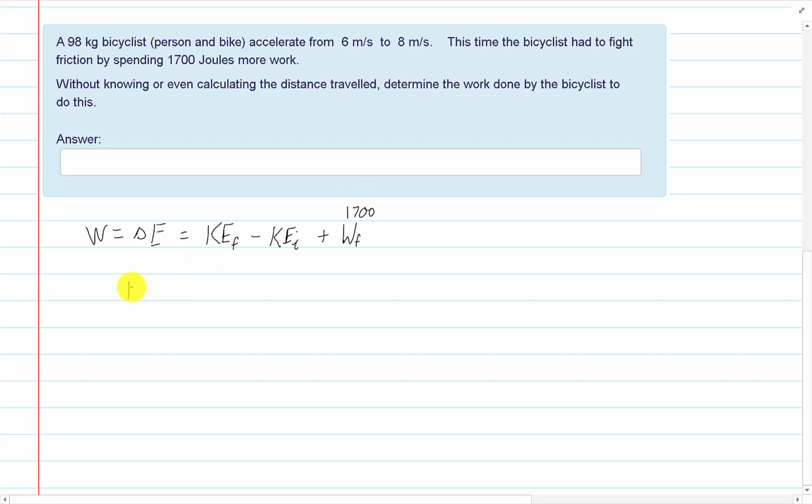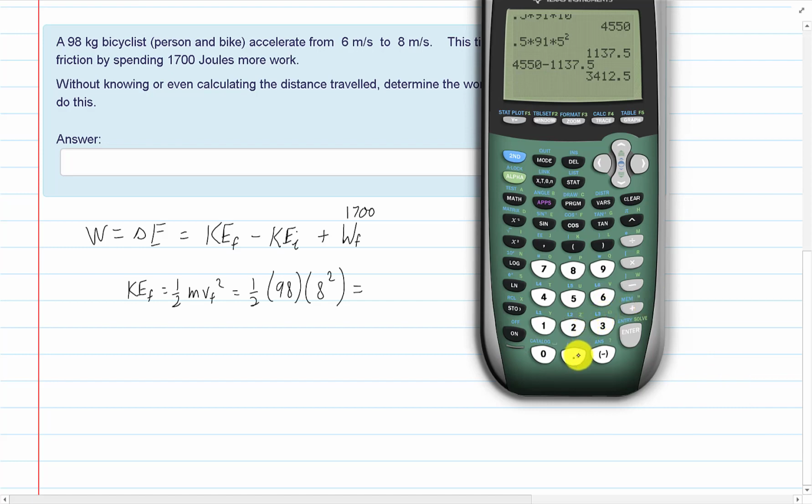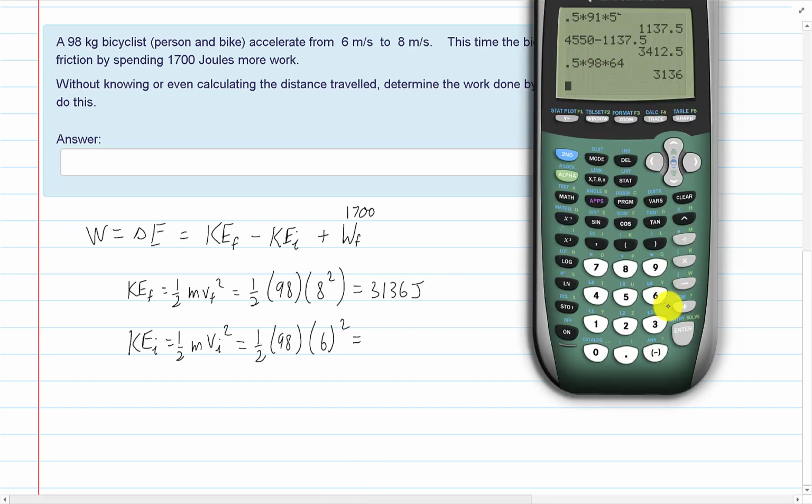So the kinetic energy final is equal to 1/2 mass times velocity final squared, which is 1/2 times 98 times 8 squared. And that's going to be 0.5 times 98 times 64, 3136. And kinetic energy initial is 0.5 times 98 times 6 squared.